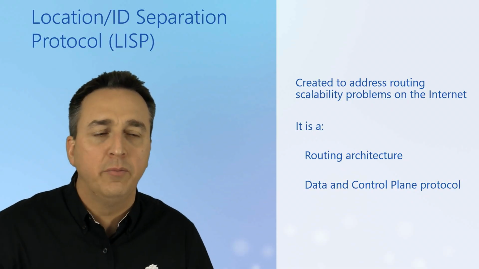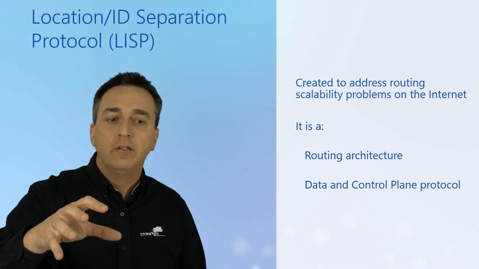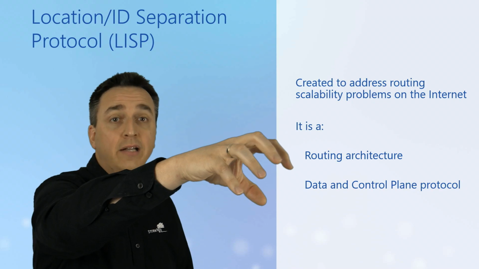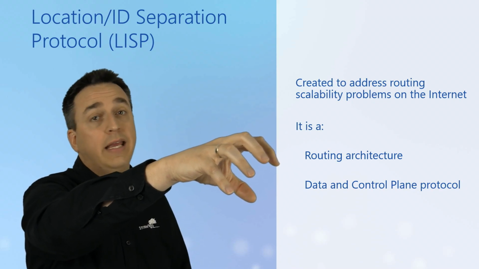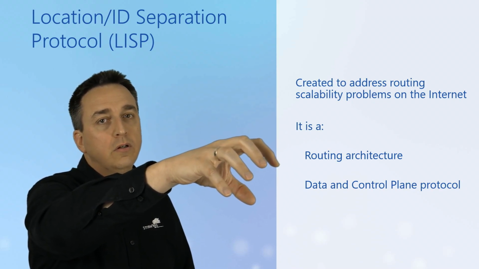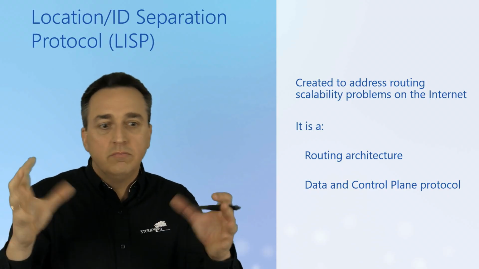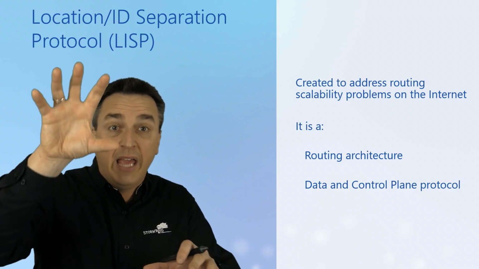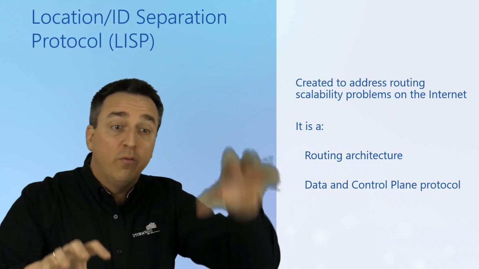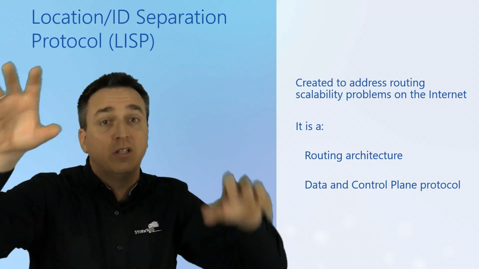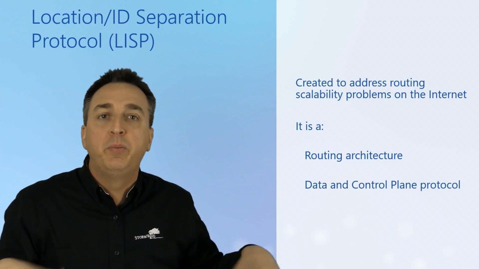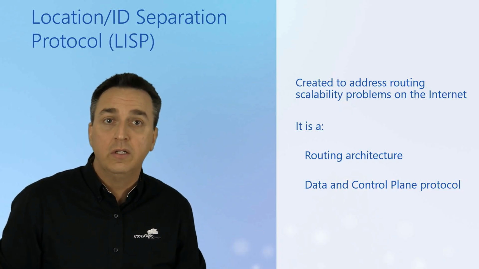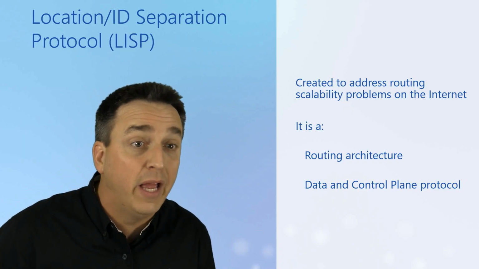What were the problems of scalability and addressing? Well, location and ID. If you are here on the internet, that is your location and you have an ID. If you go somewhere else, you can't take any of that with you. Which really required us to design an internet that was very location-based. And so if you're here, there's your location, there's your ID. But if you go somewhere else, you can't take that with you. LISP solves that problem for us. So LISP is both a routing architecture itself, as well as a data and control plane protocol.